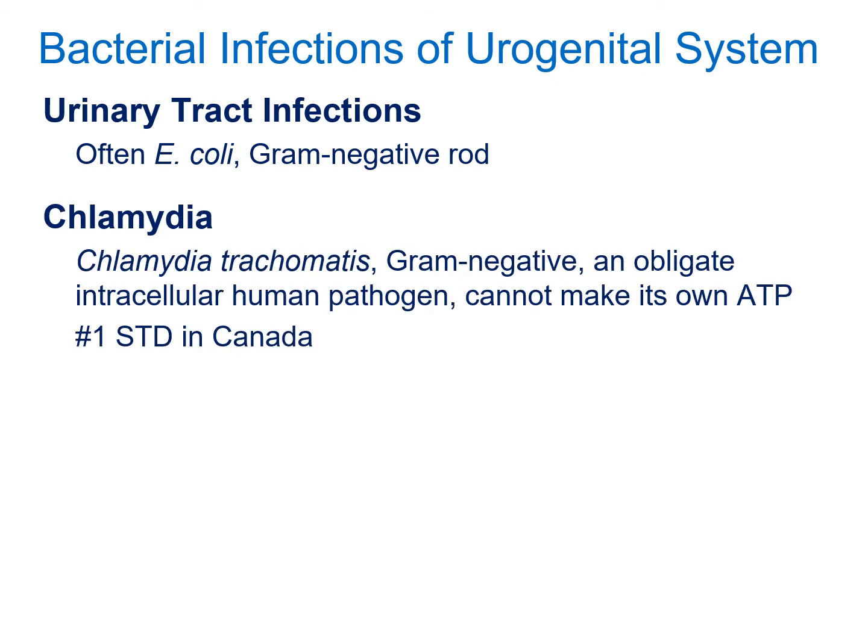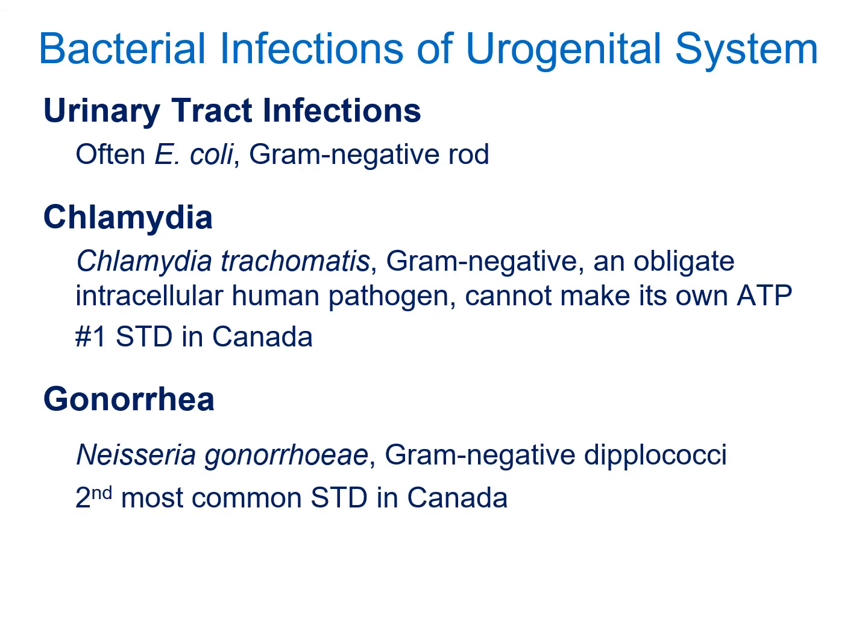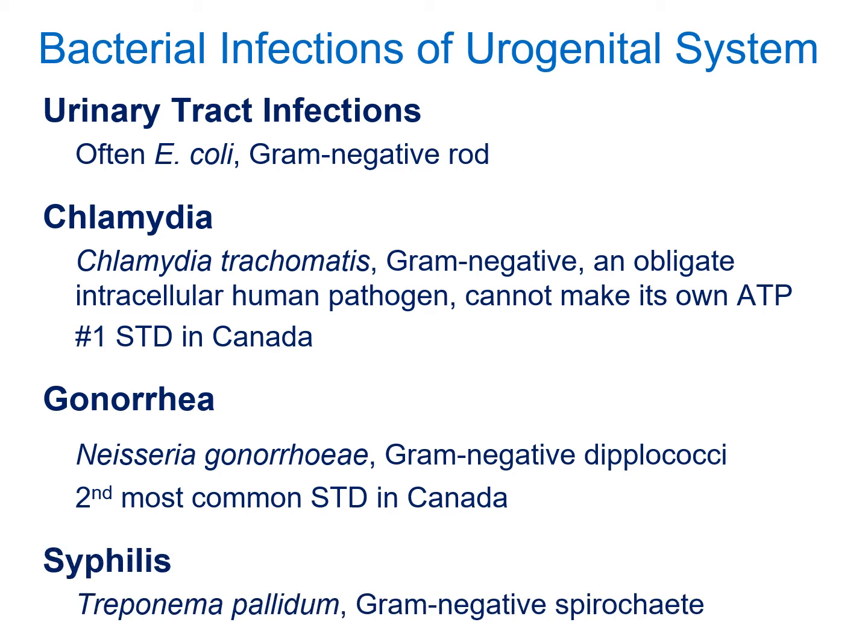In terms of STIs or STDs, chlamydia is the most prevalent in Canada. And we'll come back to this and talk about this in a bit more detail. And gonorrhea is the second most common STI or STD in Canada. Syphilis, interestingly, is also on the rise. This is a condition that's caused by a spirochete, a spiral bacterium that has been historically very important. And we are actually seeing more cases of it recently.